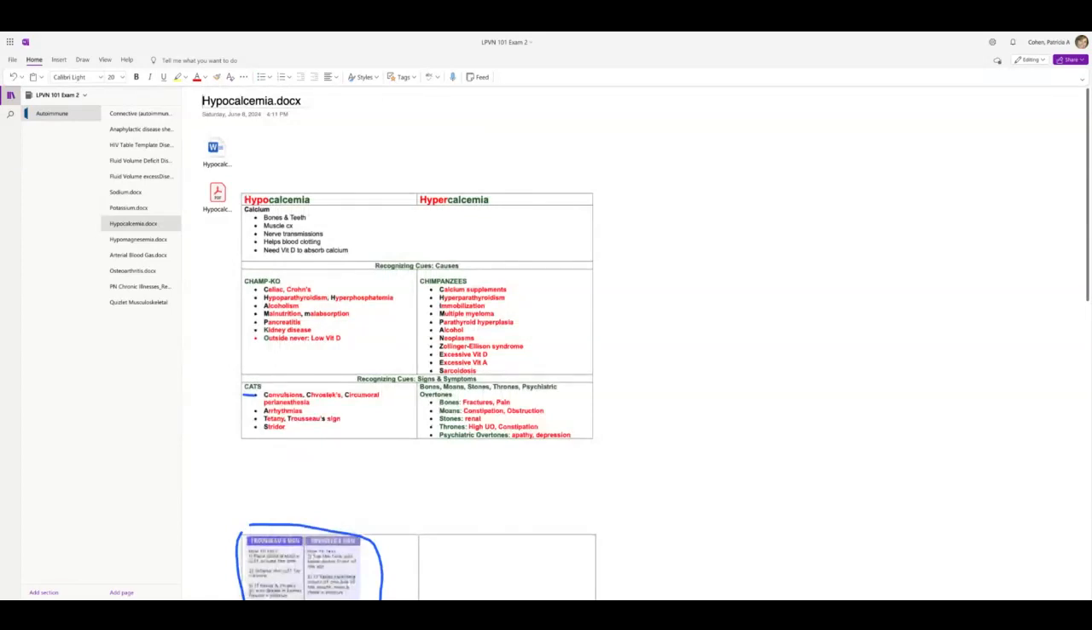Okay, so we're going to focus more on hypocalcemia because I did hypercalcemia for the cancer lecture, okay? Calcium helps strengthen our bones and teeth, helps us with muscle contraction, nerve impulses, blood clotting, and we need vitamin D to absorb calcium. So calcium is kind of like a sedative to the body, okay?